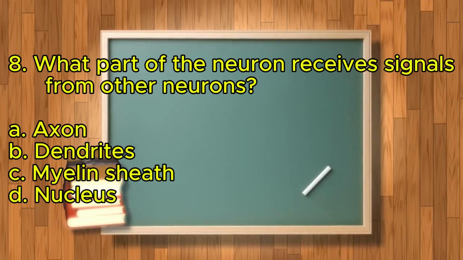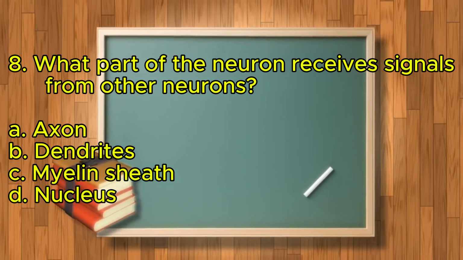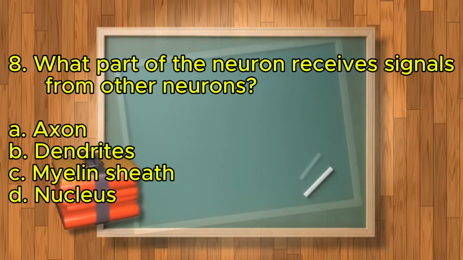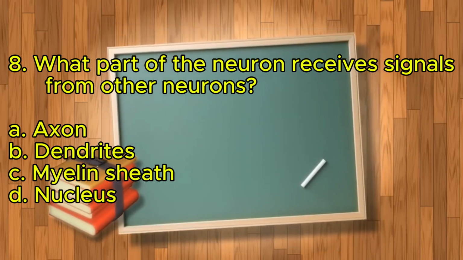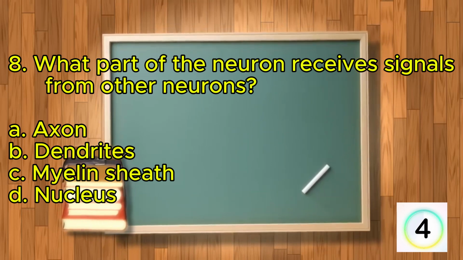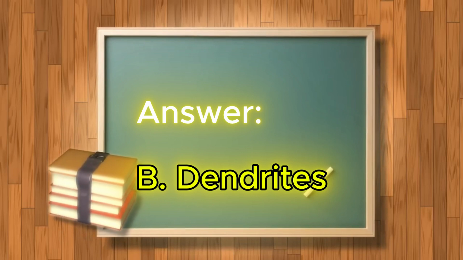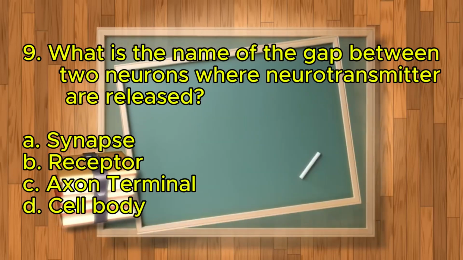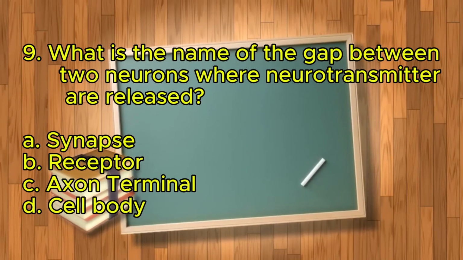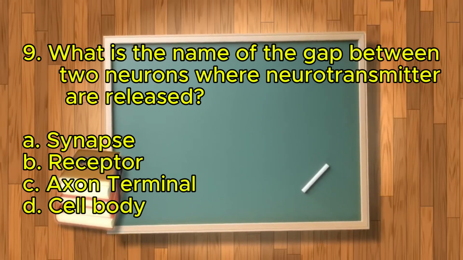8. What part of the neuron receives signals from other neurons? A. Axon. B. Dendrites. C. Myelin sheath. D. Nucleus. Answer. B. Dendrites. 9. What is the name of the gap between two neurons where neurotransmitters are released?